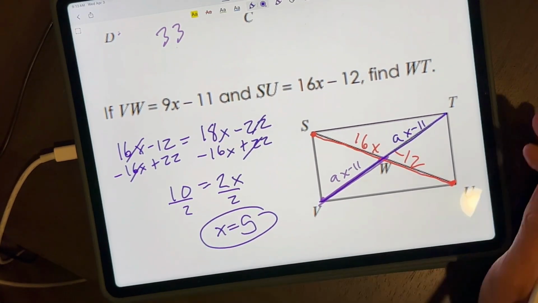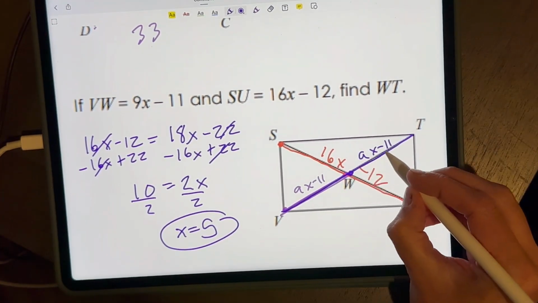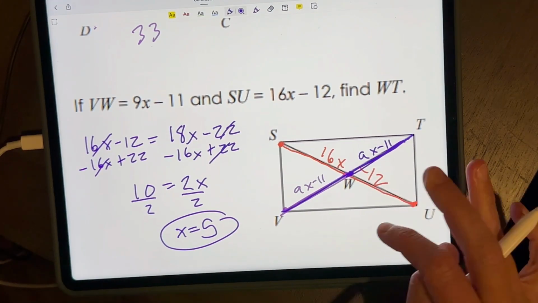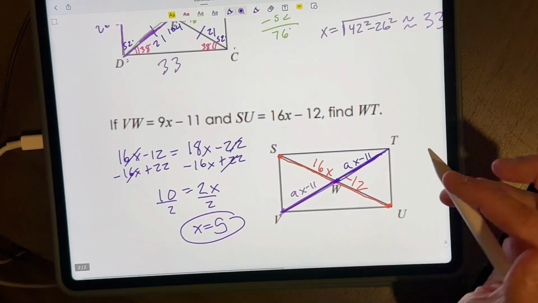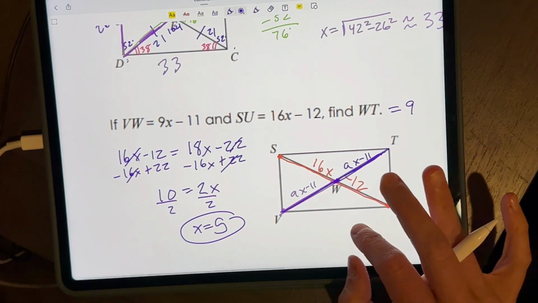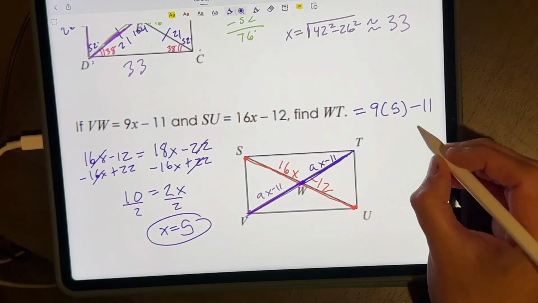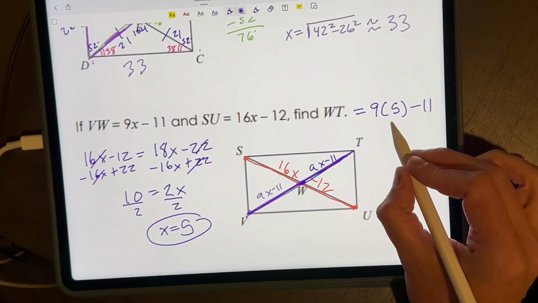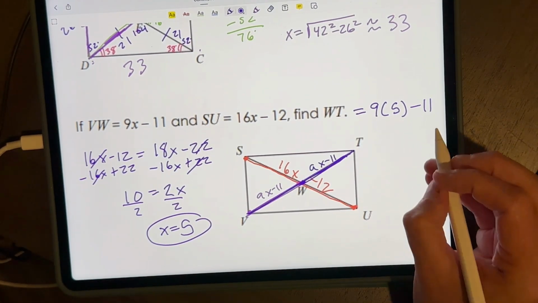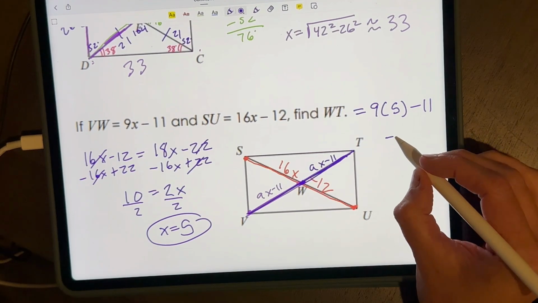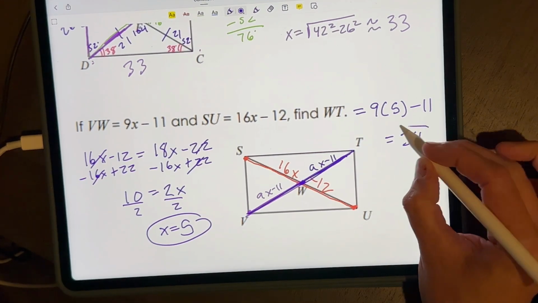It wants you now to find the measure of W to T. So what's the measure of W to T? The measure of W to T is just 9 times x, so 9 times 5, minus 11. So 9 times 5 is 45. 45 minus 11 is 34. So the measure of that would be 34.